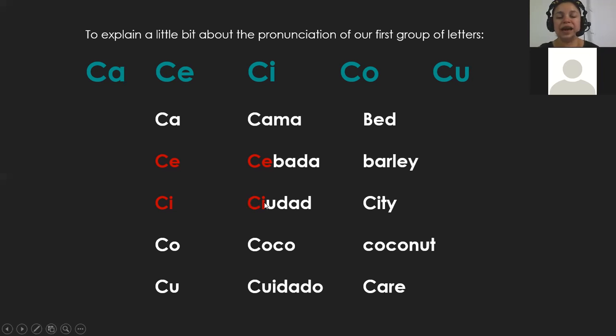The CI is pronounced ci, ciudad. Ciudad in English is city. CO, we have cocoa, coconut, coconut in English. The CU, cuidado, cuidado, care in English.